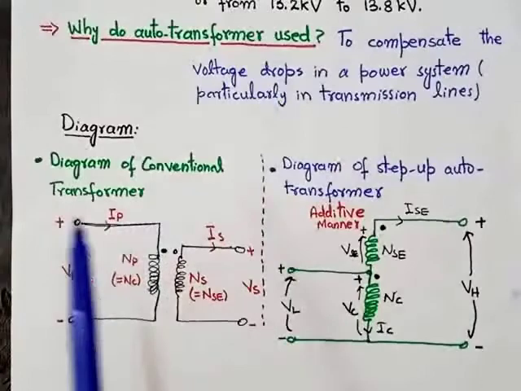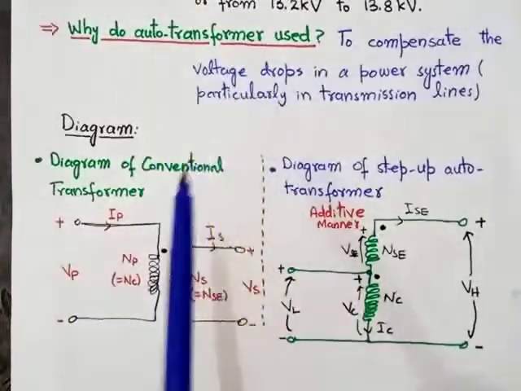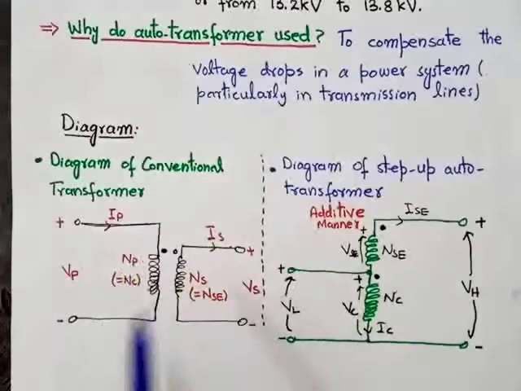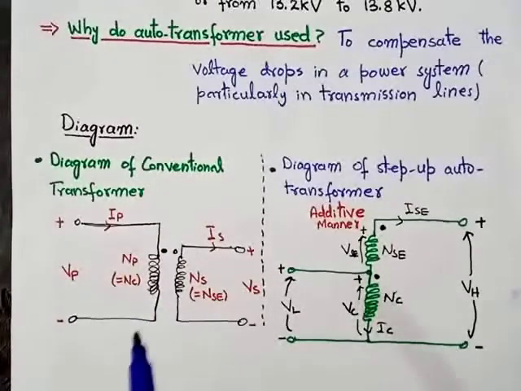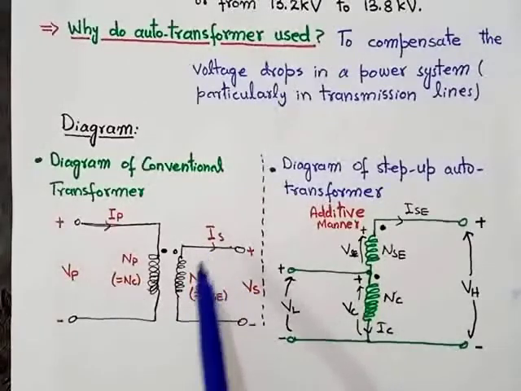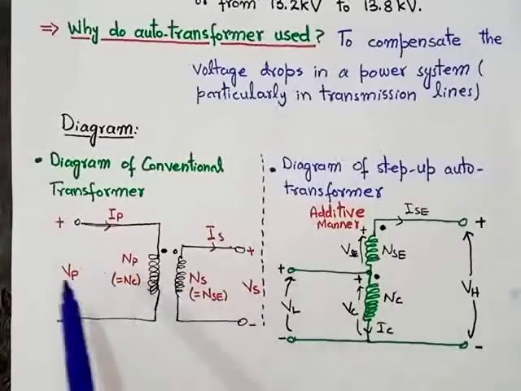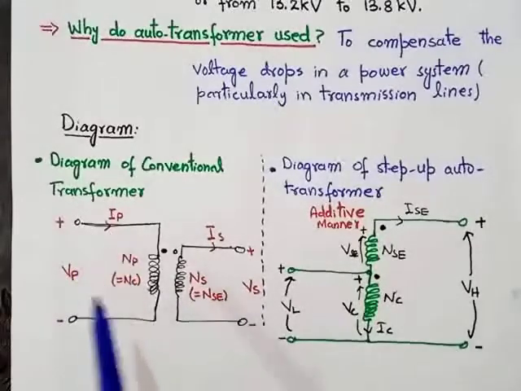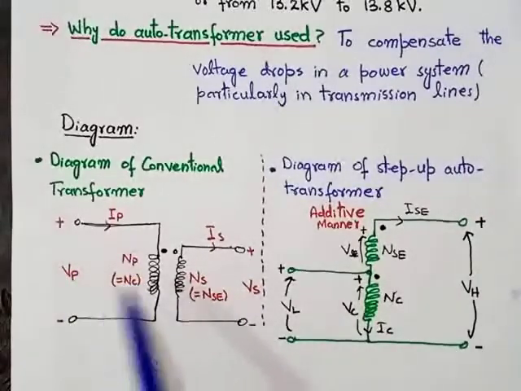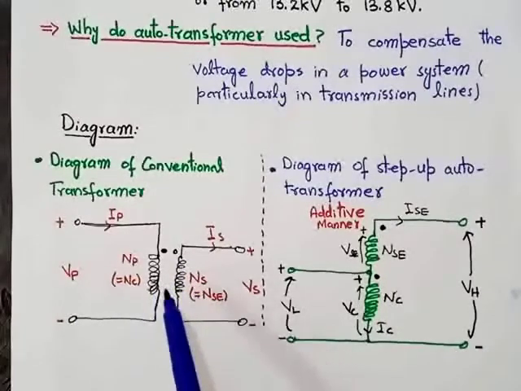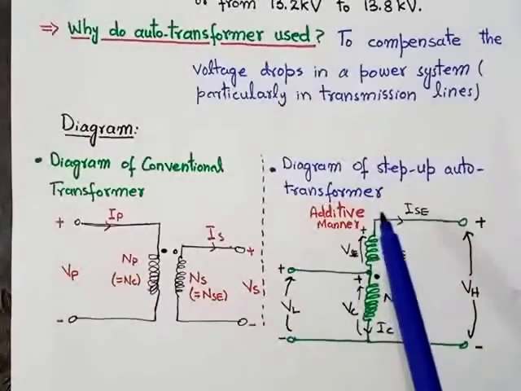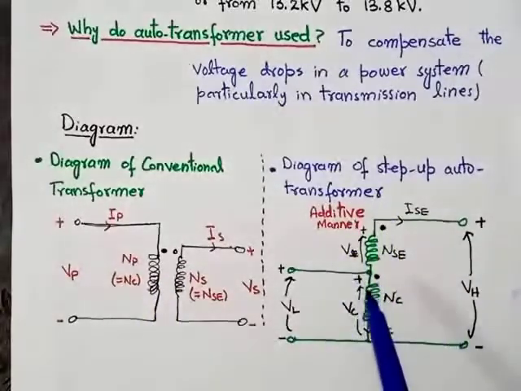Now we will discuss the diagram of the autotransformer. The diagram of the conventional transformer, as we have already discussed many times: this is the secondary side of the conventional transformer, this is the primary side. This is the secondary voltage, secondary current, and the secondary number of turns. This is the primary voltage, primary current, and the primary number of turns. This is the diagram of the conventional transformer. Normally we use the conventional transformer. And this is the diagram of the autotransformer.